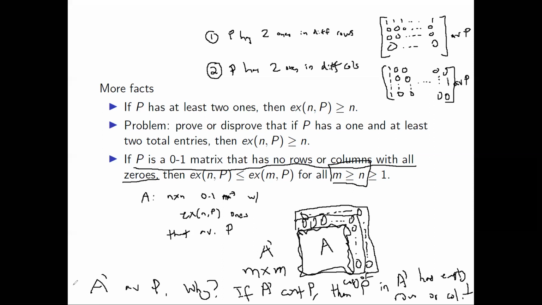So we found an m by m 0-1 matrix with the same number of ones as A, and it still avoids P. And that means that EX of m, P is at least EX of n, P. And I just want to note that for A prime to avoid P, it was important here that P had no rows or columns with all zeros. So this assumption, no rows or columns with all zeros, was the crucial assumption with this construction.